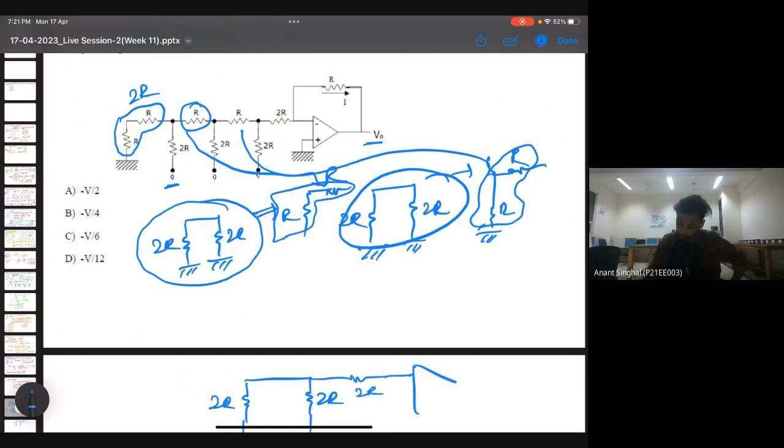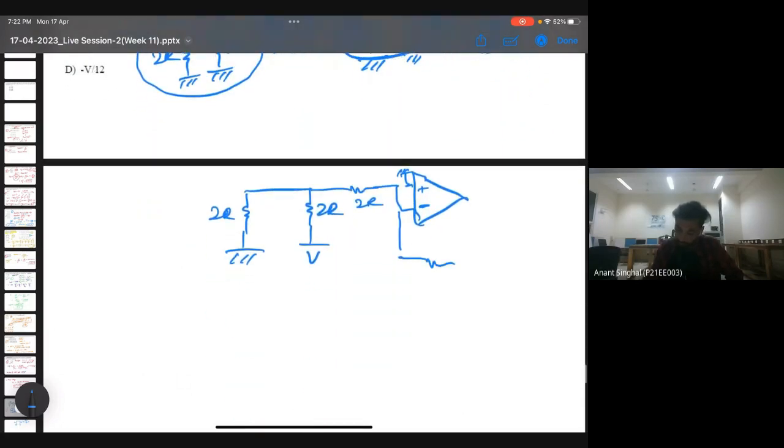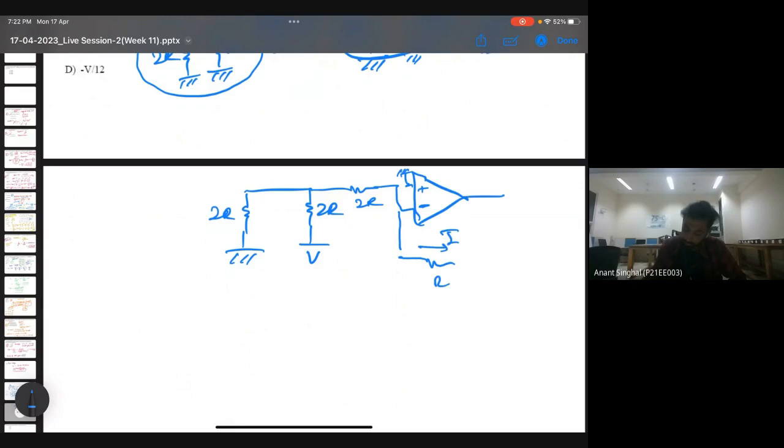So let me try to make the circuit. Let's suppose this is the inverting node. So this is this and this is grounded. So this is minus. Now there is a feedback and it says it is R, and this is I and this is V out. We know that if it is ground, this node is also virtually grounded. So let's suppose the voltage here is nothing but Vx.